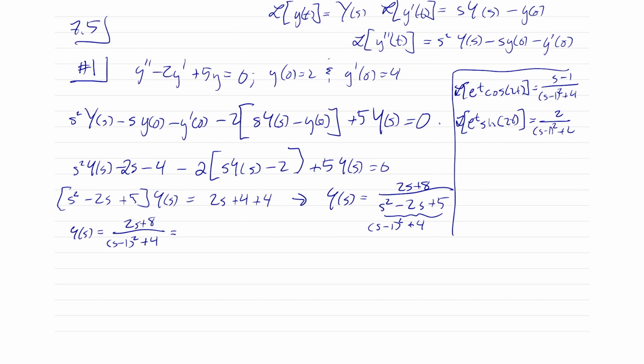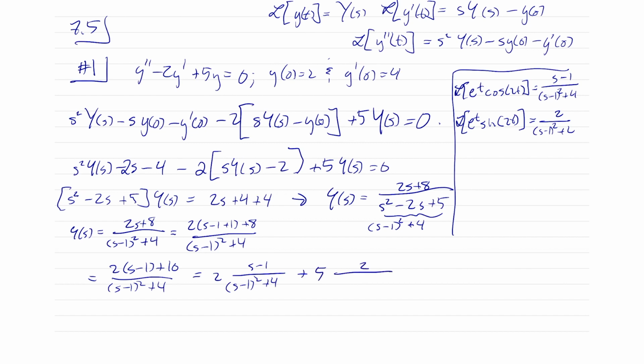All we need to do is add and subtract 1 in the s piece, so it's going to be 2 times s minus 1 plus 8 divided by s minus 1 squared plus 4, and distribute the 2. So now we have 2 times s minus 1 plus 10 over s minus 1 squared plus 4. That gives us 2 times s minus 1 on the top over s minus 1 squared plus 4, and then plus 5 times 2 over s minus 1 squared plus 4. I know I'm skipping more steps now, but hopefully you're getting the idea.